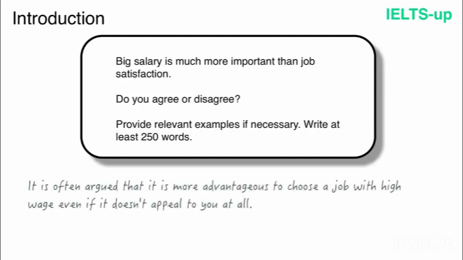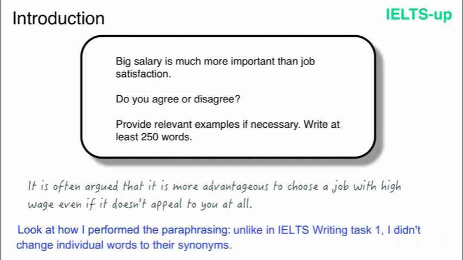Here's how I wrote the first sentence of our introduction. It is often argued that it is more advantageous to choose a job with high wage, even if it doesn't appeal to you at all. Look at how I performed the paraphrasing. Unlike in IELTS Writing Task 1, I did not change individual words to their synonyms.